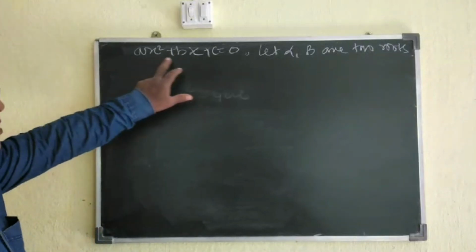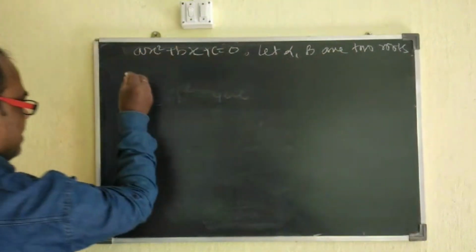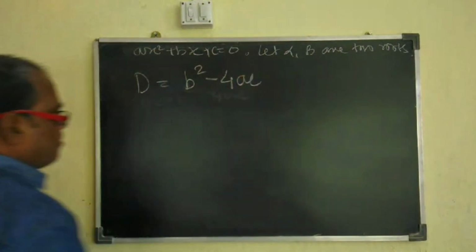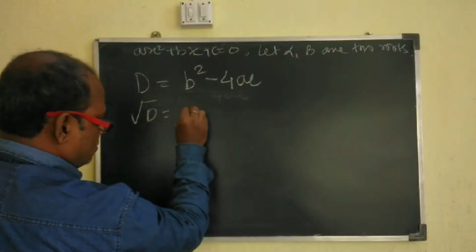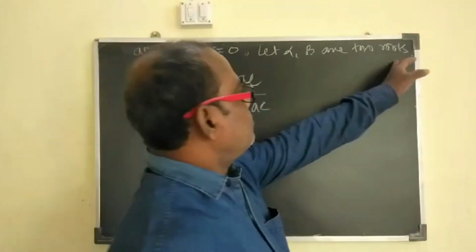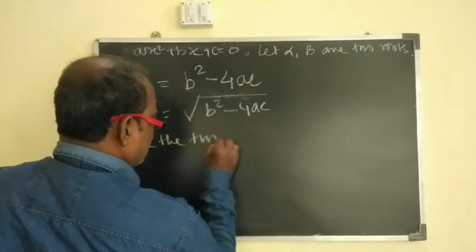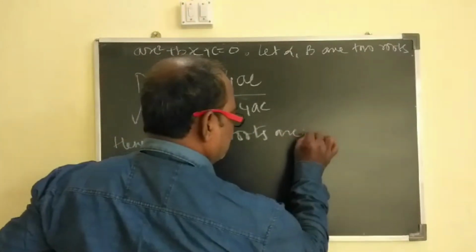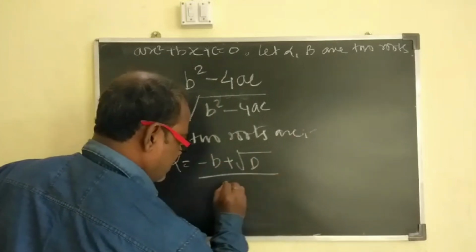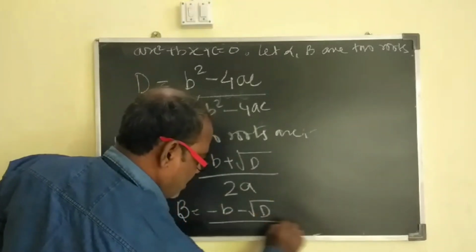So here the general equation is ax square plus bx plus c is equal to 0, and let alpha and beta be the two roots of the equation. First we find out the discriminant D, which is equal to b square minus 4ac. Now you have to find out root D, so root D is equal to root over b square minus 4ac. Clear? Since alpha and beta are the two roots, hence the two roots are alpha is equal to minus b plus root D by 2a, and beta is equal to minus b minus root D by 2a.